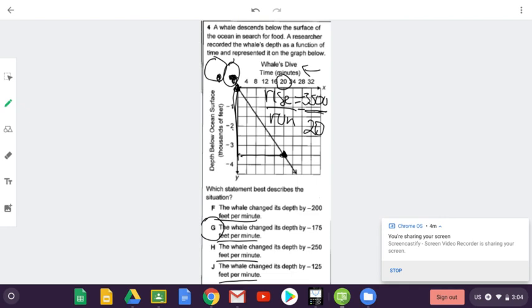Again, as long as you understand to pick your 2 points, do rise over run, and then make sure you simplify your ratio, or just divide them and see if you get that whole number, that'll give you your rate of change.